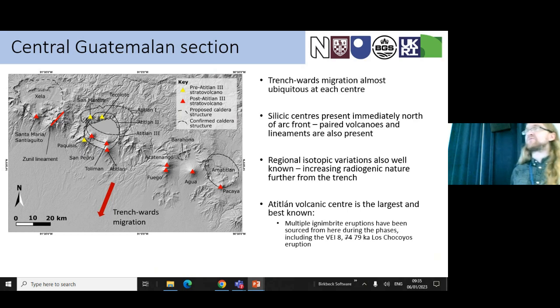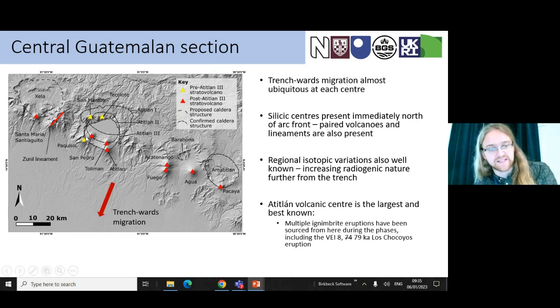What's also really fantastic about this centre is that we have an understanding of the regional isotopic variation from the arc front. We know that as we get further from the trench, the crust will get more radiogenic, and that gives us a really good tool to understand what inputs are coming into the magmas that we see, whether they were sourced further from the arc front or right near the presently active arc front.